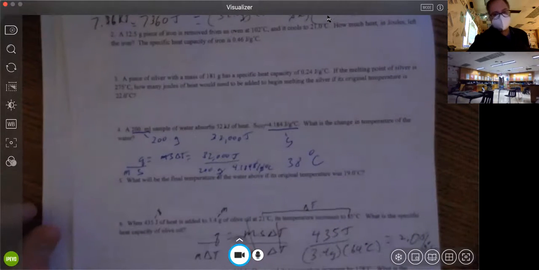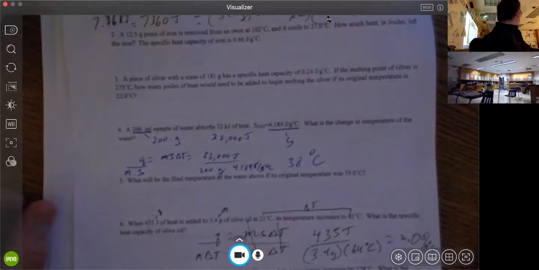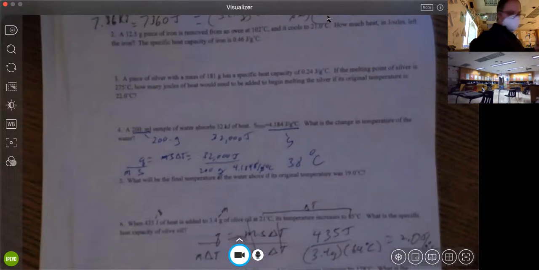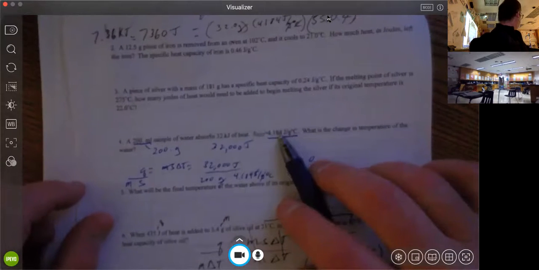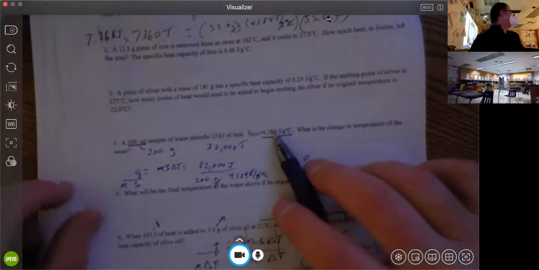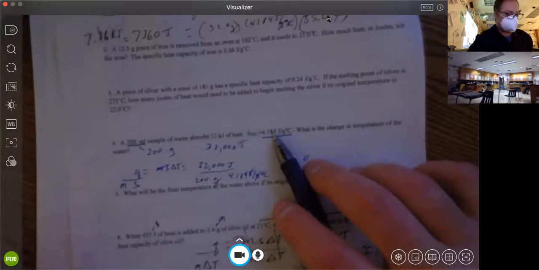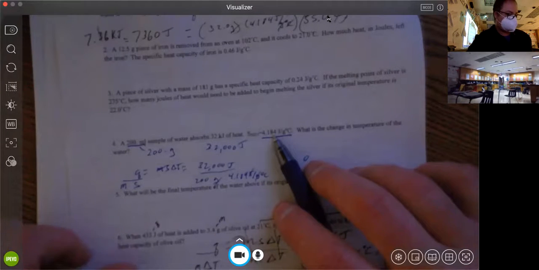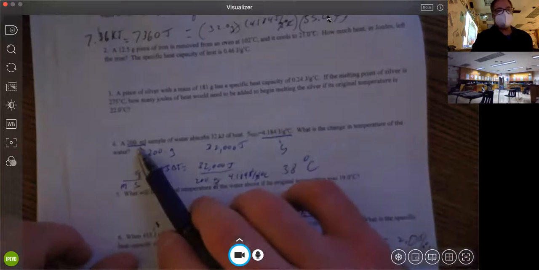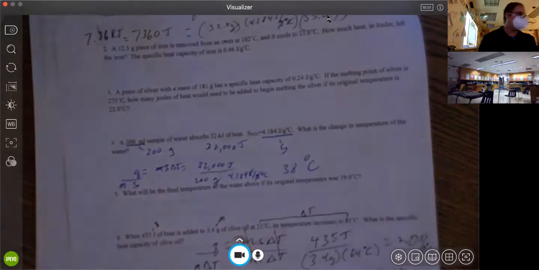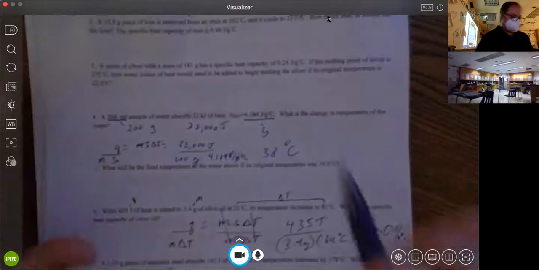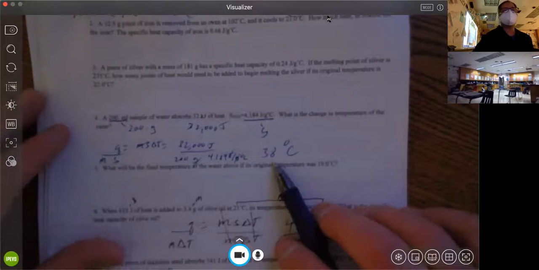A lot of times too, whenever you have solutions, like let's say you have something dissolved in water, they will use the specific heat capacity of that solution as the same as water. And most of the time it will tell you that, but don't freak out if you see it mixes two things together. It will also sometimes just tell you to use the density of water for that as well, even though it's a solution that may be a little more massive than water per milliliter. So that's the change in temperature.